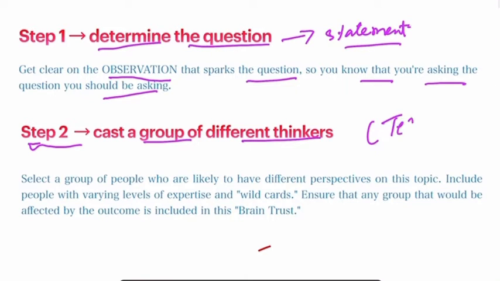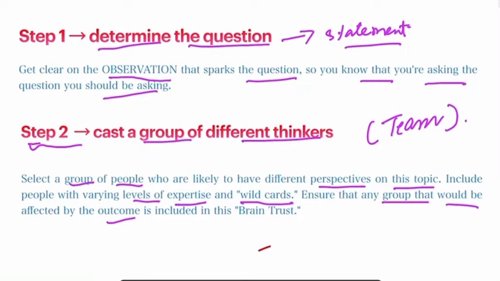So it's basically your team members who have to think about the different perspectives. It's better that you select a group of people who are likely to have different perspectives on this topic. Include people with varying levels of expertise and wildcards. Ensure that any group that would be affected by the outcome is included in this brain trust.